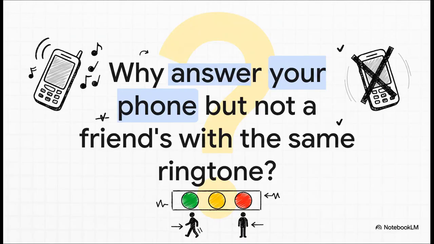Okay, so let me ask you something. You're sitting with a friend, right? Your phone rings, you pick it up. A couple of minutes later, your friend's phone makes the exact same sound, the same ringtone, but you don't even flinch. Why is that? The sound is identical, but your behavior is totally different. This little puzzle gets right to the heart of what we're talking about today, how specific things in our world get this incredible power to turn our behaviors on and off, almost like a light switch.